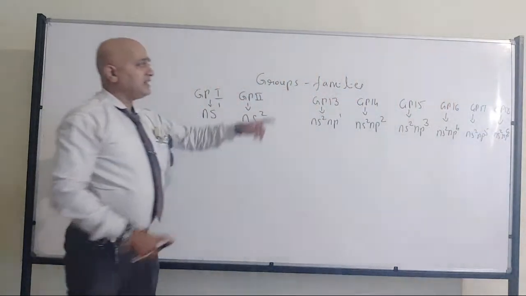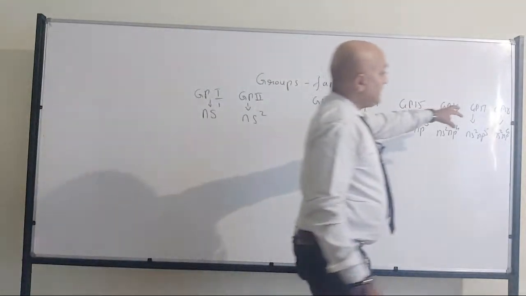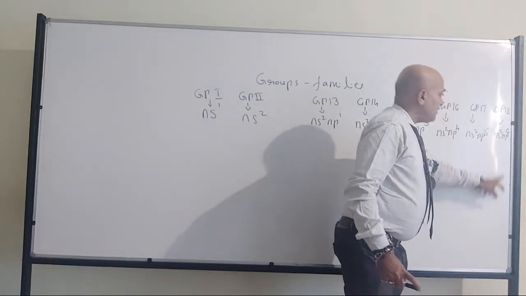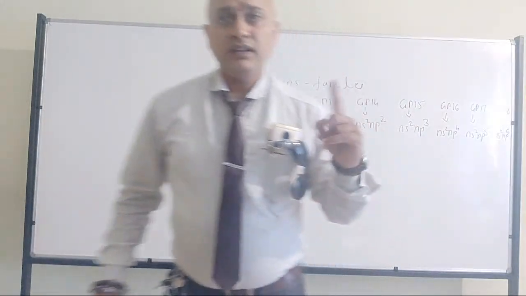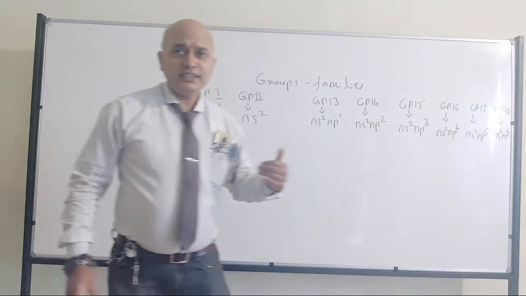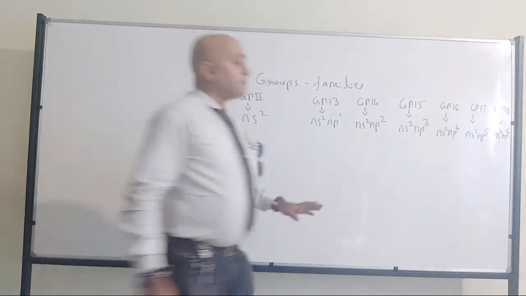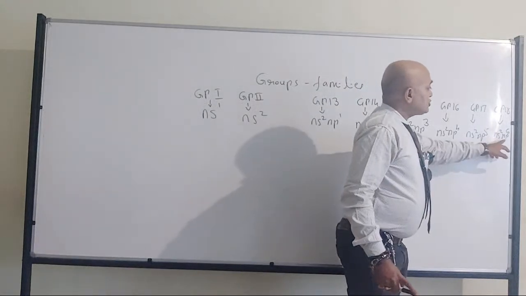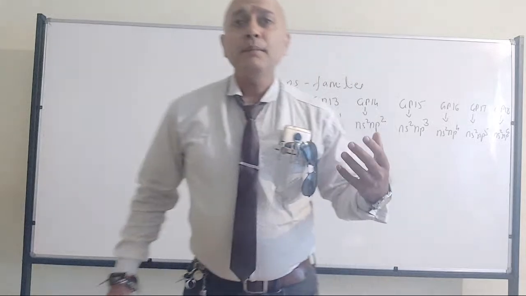So that's where it has attained the octet state. Group 18, all of them have ns2 np6 except helium. Fine. So ns2 np6, where the n value once again depends on the period.